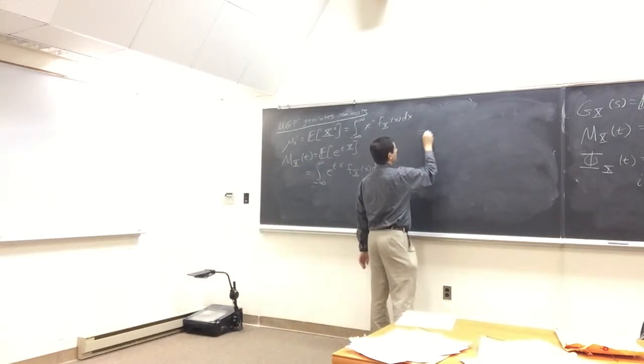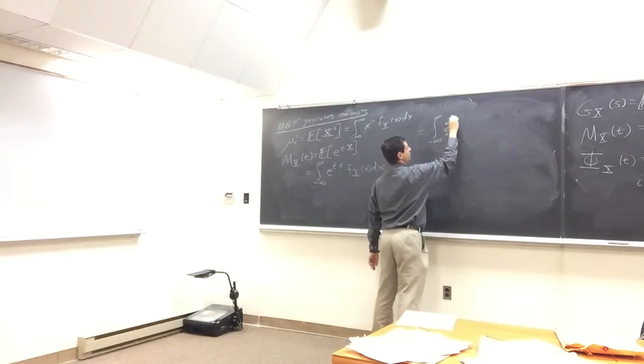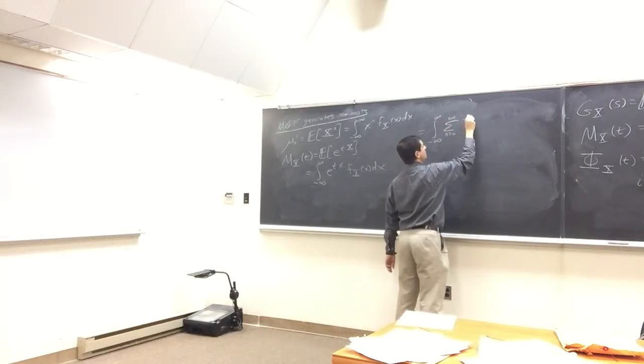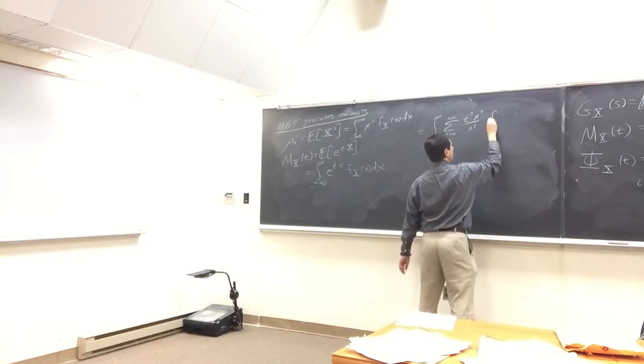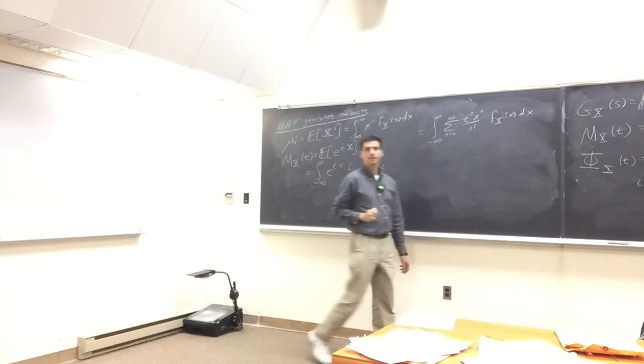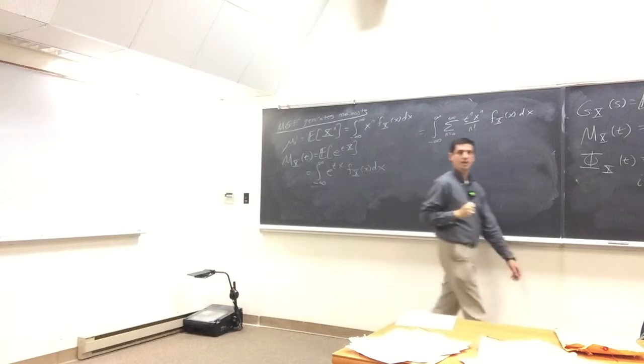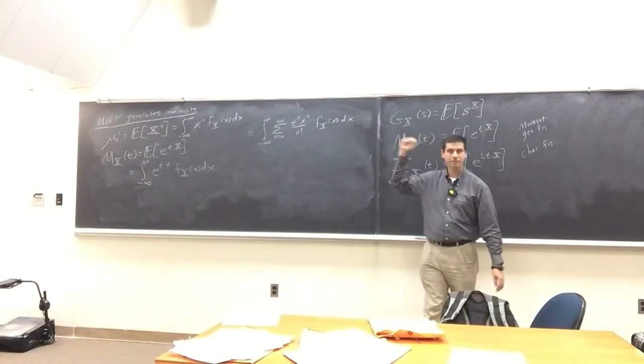So this is the same as the integral from minus infinity to infinity of the sum, n goes from 0 to infinity, of t to the n, x to the n, over n factorial, f_X of x, dx. And now I'm not going to worry about justifying the interchange. This is what you would do in an advanced class.